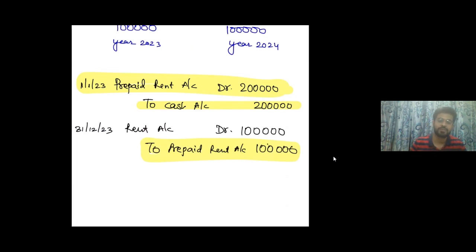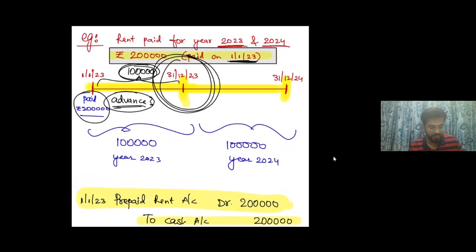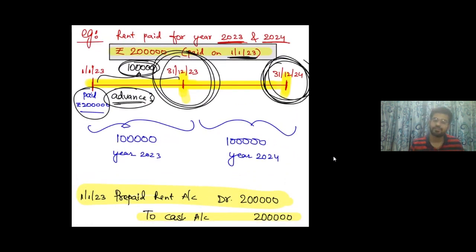When that will be expensed off? The answer is it will be expensed off when the benefits will be received. So as per this timeline, I will receive the benefit in the next year. So if I'm closing my books of accounts at 31st of December 2023, this 1 lakh will remain as an asset in my balance sheet.